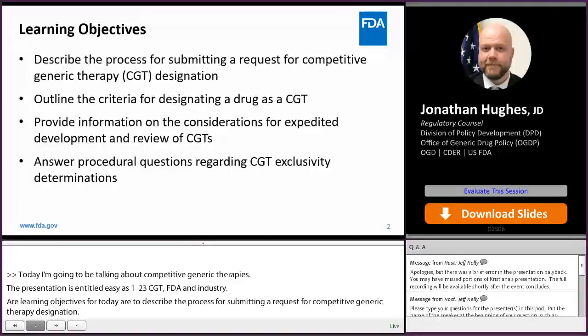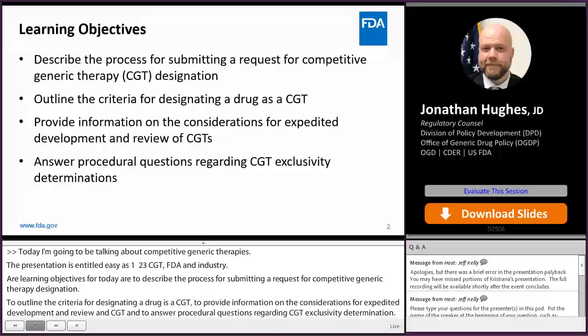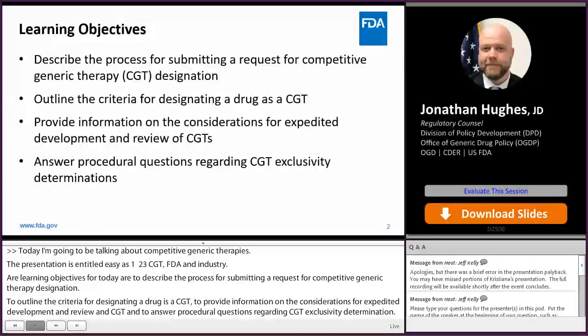I know our session today is focused on exclusivity, but because CGT is so new, we want to spend the first half of our presentation discussing CGT designation and the procedural requirements before we get to exclusivity.